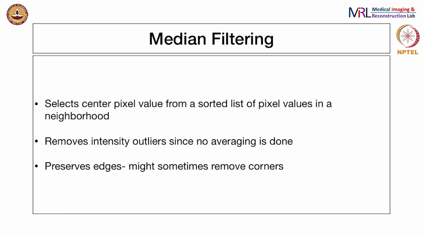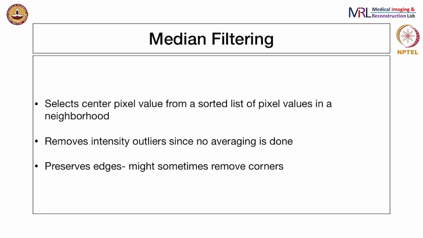It's called median filtering. We saw this, right? It selects the center pixel value from a sorted list of pixel values in the neighborhood. It's the same as before, except that in a 3 by 3 neighborhood, you take 9 pixels, sort them in increasing order, and choose the middle one. This removes intensity outliers, and since no averaging is done, it will preserve edges. You will see that if your red box straddles an edge. So the median filter preserves edges.